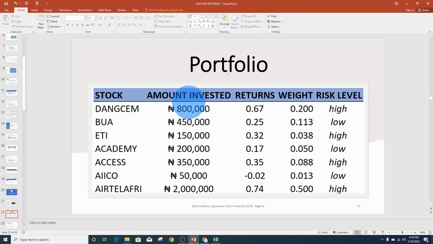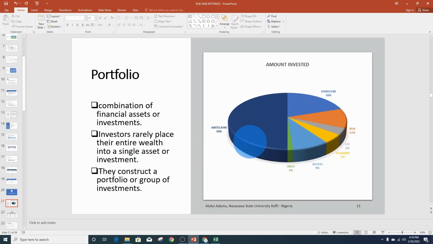Now if we go back to our pie chart, you can see that Airtel, with 50% of the investment, that is 2 million out of 4 million, has the highest proportion. Then Dangote Cement 20%, BUA 11%, ET, Academy, Access, down to ICO, which has 1%. So this is a typical representation of a portfolio. This shows that investors rarely place their entire wealth into a single asset or investment. What they do is construct a portfolio or group of investments.